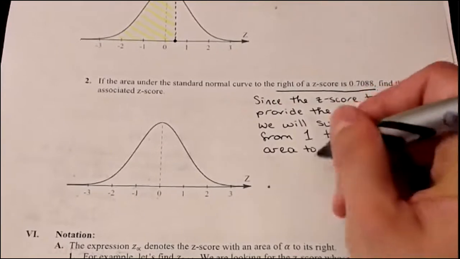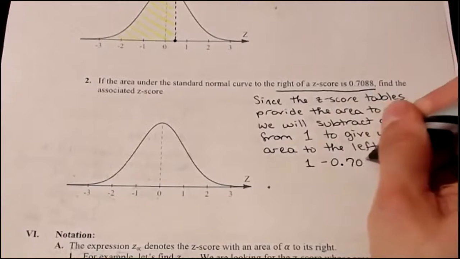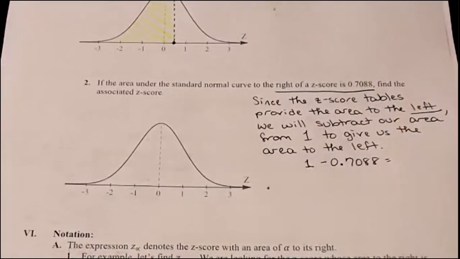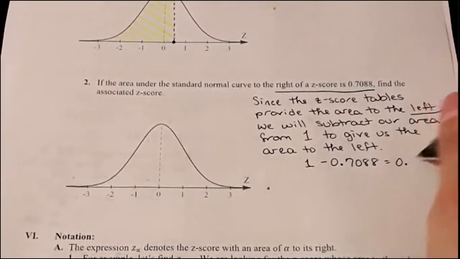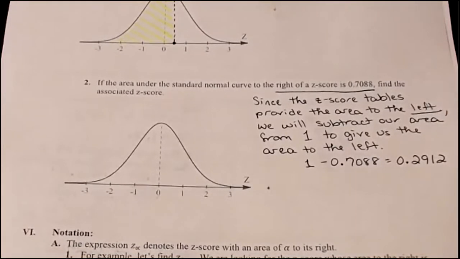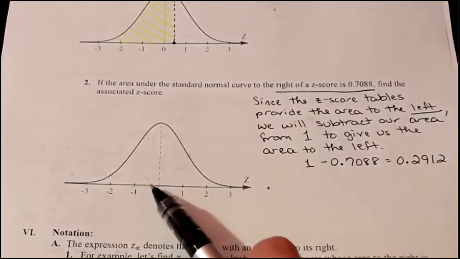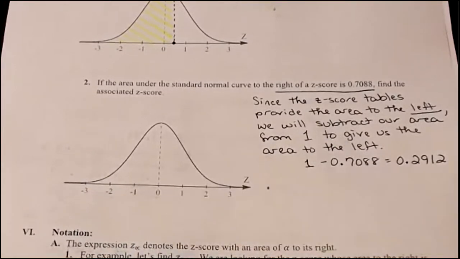So the area to the left is going to be found by taking 1 minus 0.7088. So let's go ahead and punch that into our calculators. What do you get for the area to the left? 0.2912. Perfect. 0.2912. Our guess was that it's going to be somewhere here on the negative side, which I love. So let's go to the negative side of our z-score table.